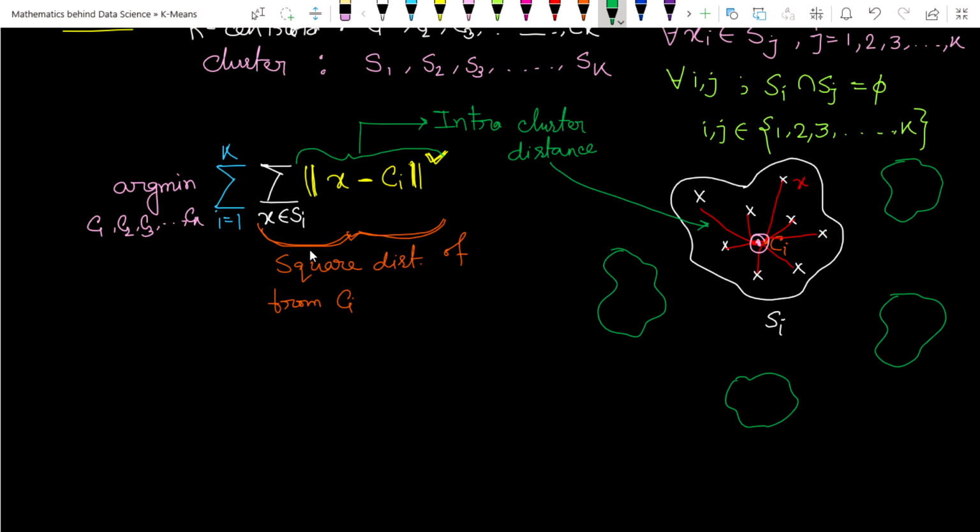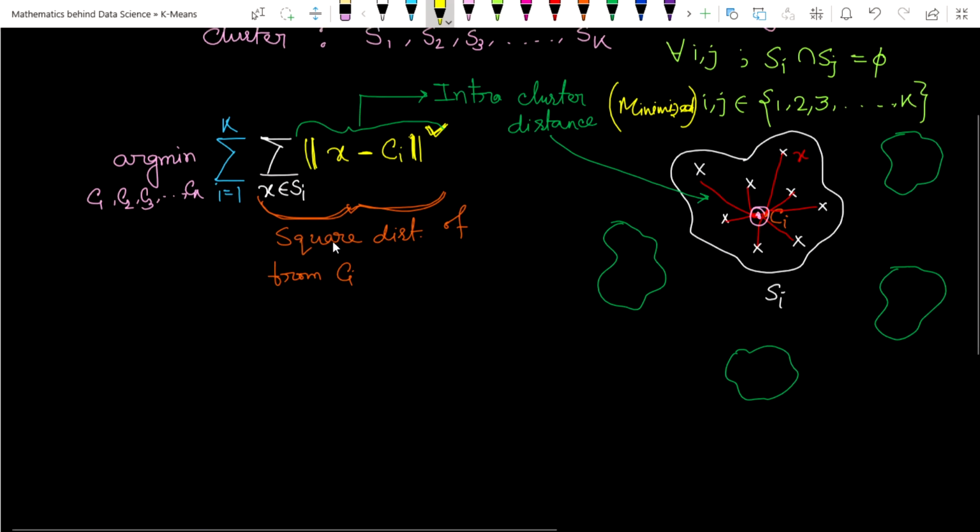After finding these, we have to minimize these things. This intracluster distance is minimized by this algorithm. That's the main job of this lecture, and that's what we have to do.